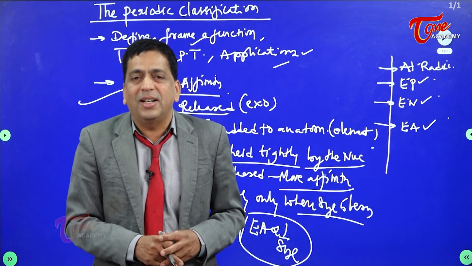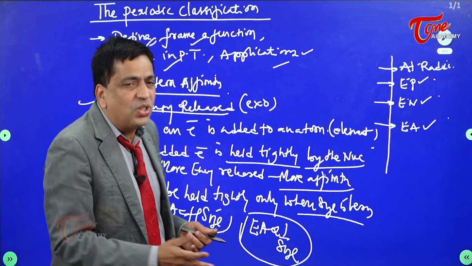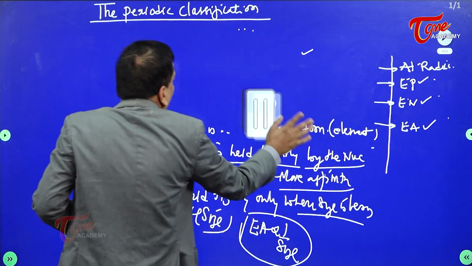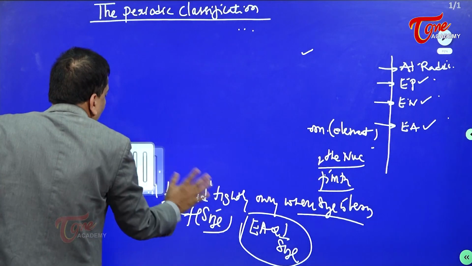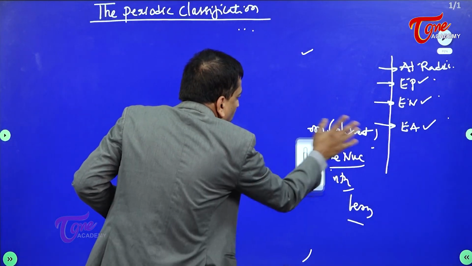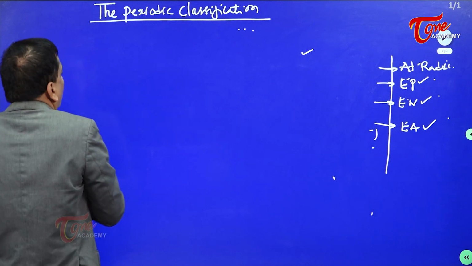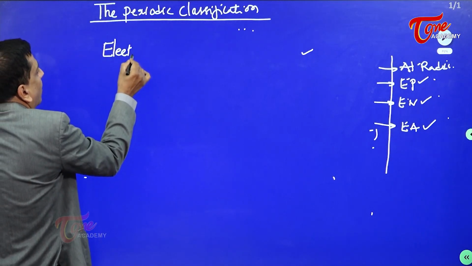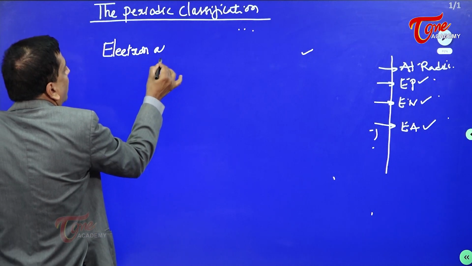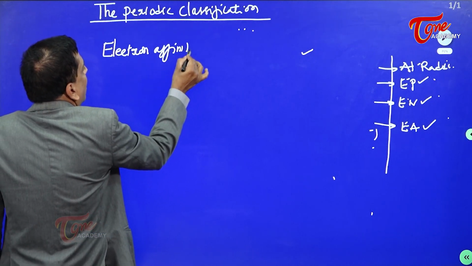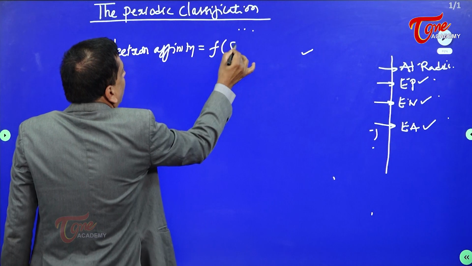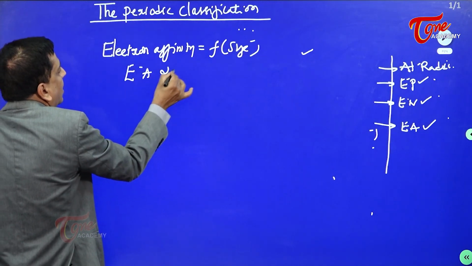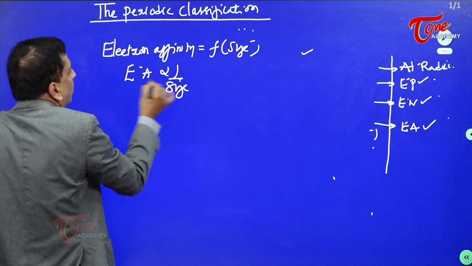So if I can put it in a sequence for you, then we'll go for its applications. Now remember, what is electron affinity? Watch carefully here. Electron affinity is a function of size. And in fact, electron affinity is inversely related to size.